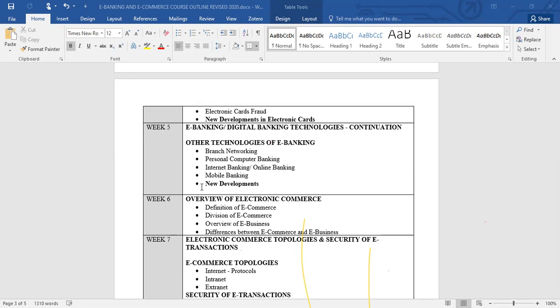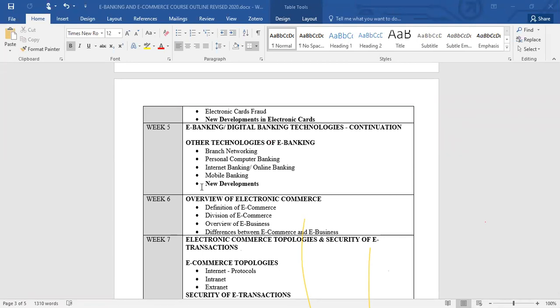When we get to e-business, we'll look at the various models of electronic business, the models that we use to explain electronic business, like consumer to consumer, consumer to business. We'll look at all that. We'll look at all the electronic commerce and electronic business models. And we will seal week 6 off with the difference between electronic commerce and electronic business. So we will look at that.